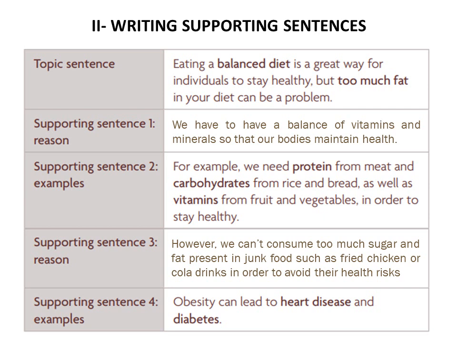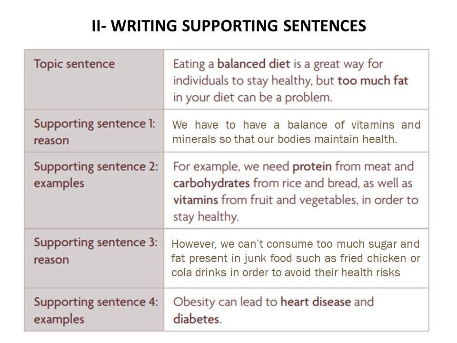Here, this is the first supporting sentence. It is giving a reason. We have to have a balance of vitamins and minerals so that our bodies can maintain health. The next supporting sentence is introducing examples. For example, we need protein from meat and carbohydrates from rice and bread, as well as vitamins from fruits and vegetables in order to stay healthy.